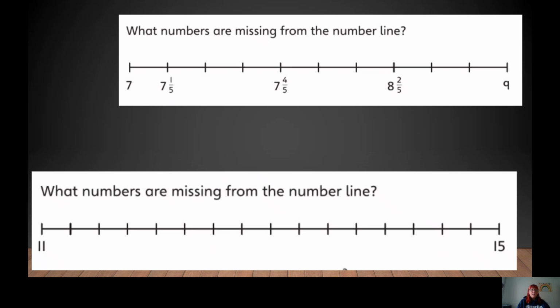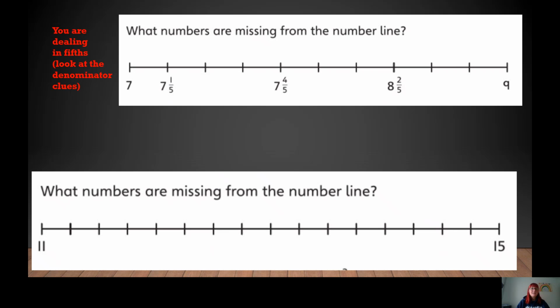Now, what numbers are missing from the number line? Here's a clue. You're dealing in fifths, so look at the denominator for clues. And it looks like there are intervals here, between the integer here and 7 1/5, and then some more intervals where the numbers are missing. I wonder what those numbers are. Pause the video and then we'll go through some answers.